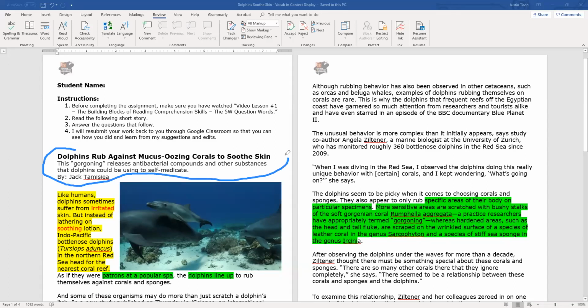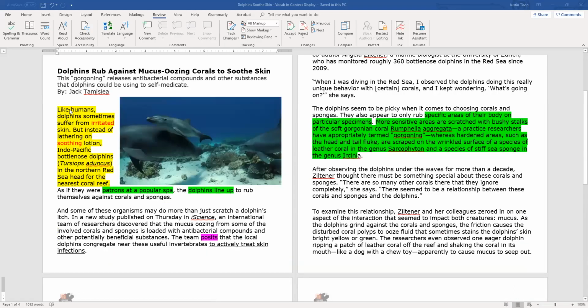Dolphins rub against mucus using corals to soothe skin. I'm sure you enjoyed it as much as I did, right? It wasn't too weird, hopefully. Anyhow, moving on. Let's look at this first little highlighted bit here for some vocabulary and context.